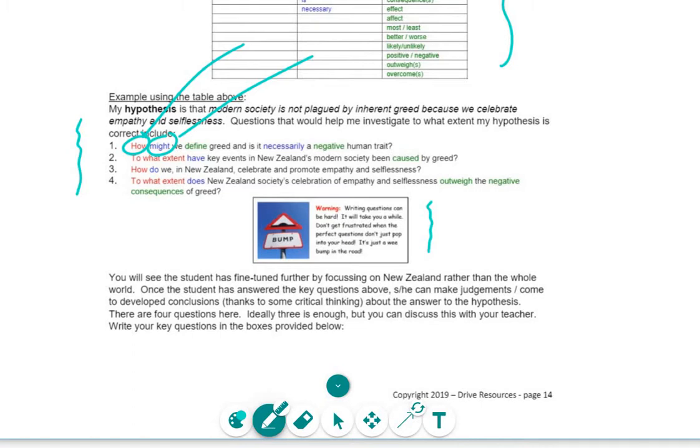With these ones here, you'll see that the student actually fine-tuned them a bit further. To what extent have key events in New Zealand's modern society been caused by greed, rather than looking at the whole world, which would be a lot more extensive for research. So think about how you're refining things as you go.